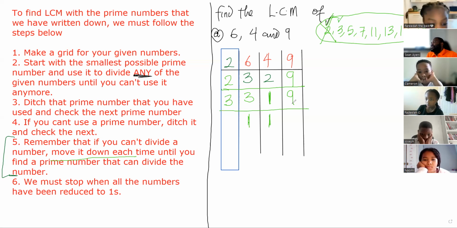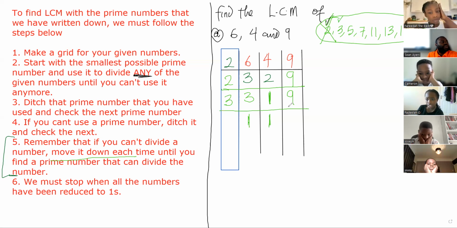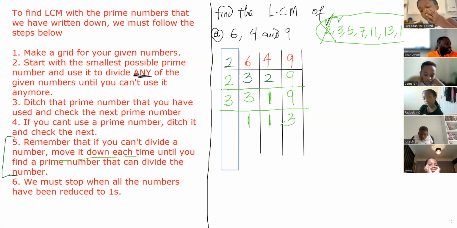Can I divide 9 by 3? 3, 6, 9. So I can divide 9 by 3. So how many 3 can I get in 9? 9 divided by 3 will give me what? 3. Well done.